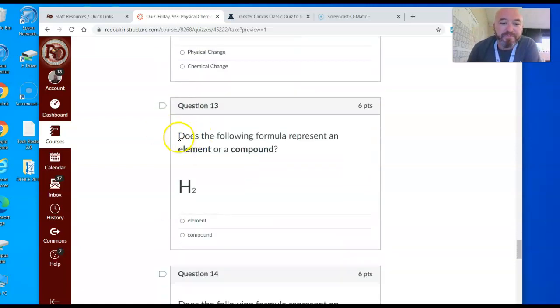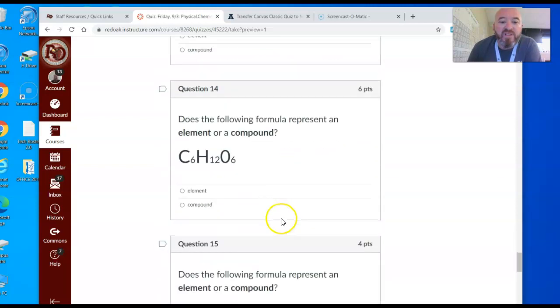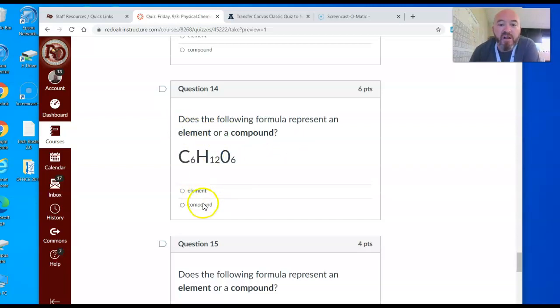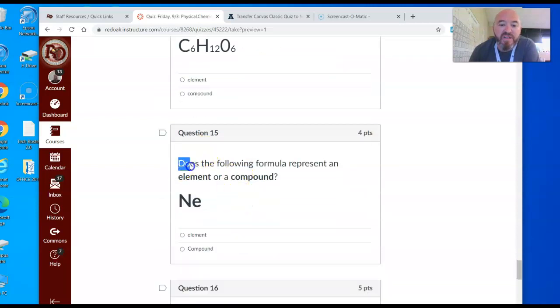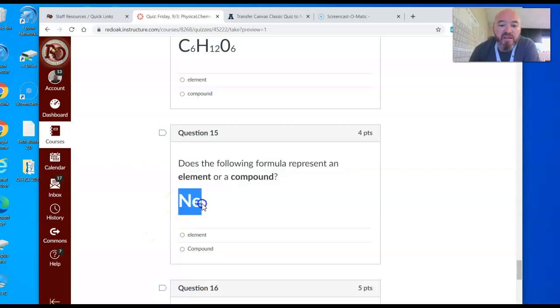Number 13, does the following formula represent an element or a compound? Remember to count the capital letters. So we have H2. Is that an element or a compound? Question 14, does the following formula represent an element or a compound? You have C6H12O6. That's the formula for glucose, which is a sugar. Is that an element or is it a compound? Question 15, does the following formula represent an element or a compound? Ne, neon, element or compound.